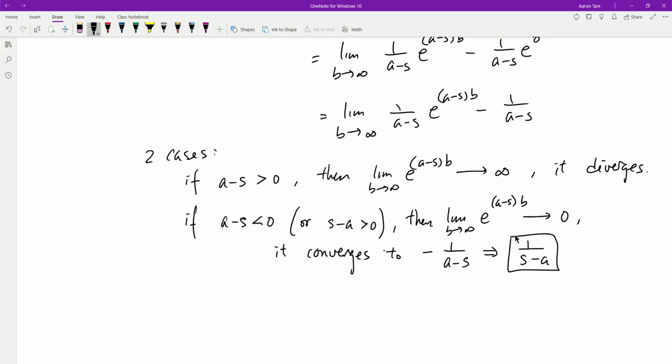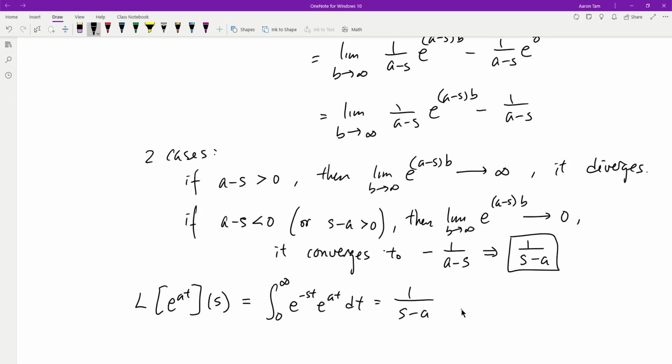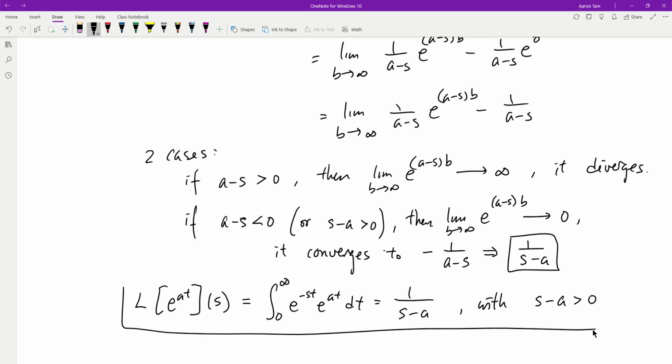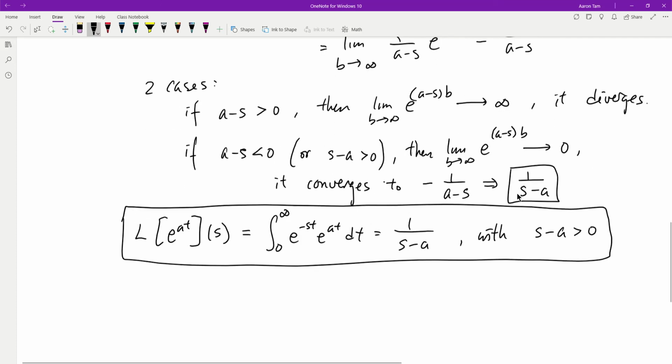So therefore, if the Laplace transform exists, then we know the following. If I take the Laplace transform of e to the at of s, that's just equal to the integral from 0 to infinity of e to the negative st times e to the at dt, and that's equal to 1 over (s minus a), as long as s minus a is greater than 0. So that's our first Laplace transform formula that you need to know.